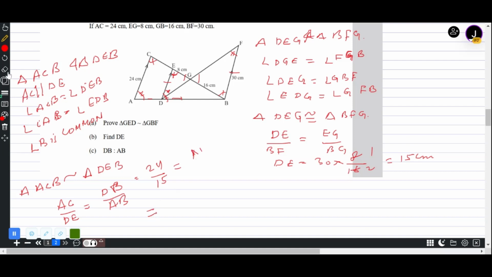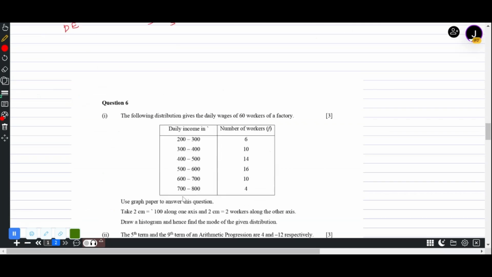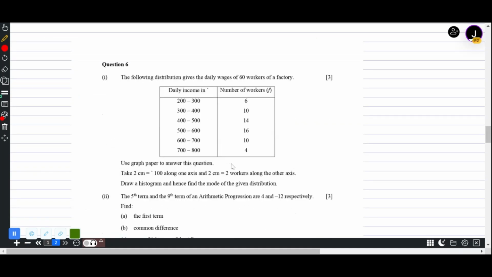Now next one is question 6. The following distribution gives the daily wages of 60 workers of a factory. So you have a question from stats now. What we have to find? Use graph paper to answer this question.